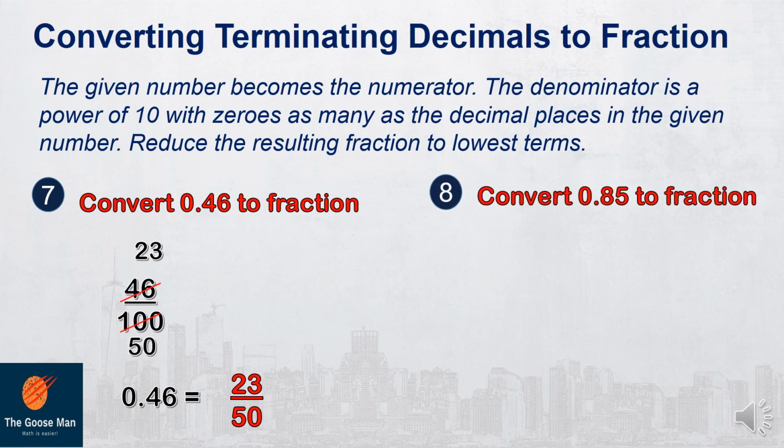Another example, convert 0.85 to fraction. So take note that 0.85 is actually 85 hundredths or 85 over 100. And divide both numerator and denominator by 5, so we come up with 17 over 20. So 0.85 is the same as 17 over 20.